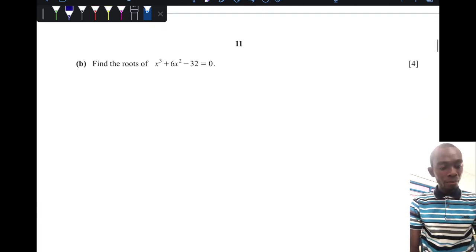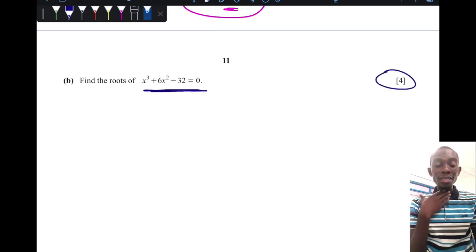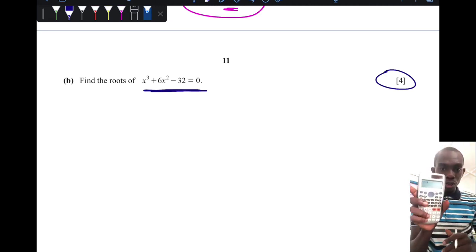Okay. And they want you to find the roots of this equation for additional 4 marks. So this is about 4 marks. It's a cubic. I'm going to solve it using all the steps that exist in solving such a question. I want you to first grab your calculator, okay?